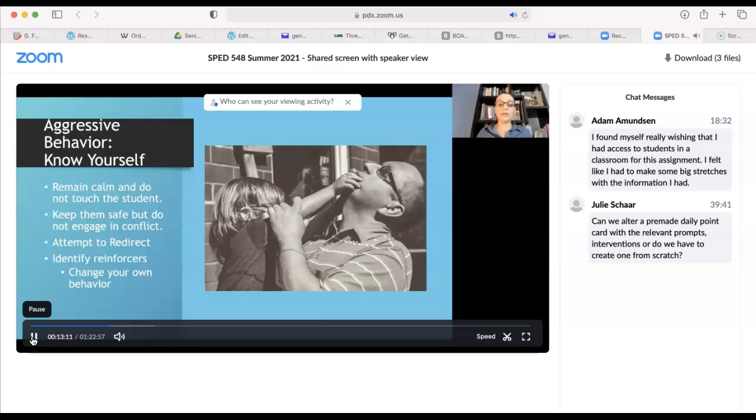Again, you're going to attempt to redirect, identify reinforcers, and change your own behavior. So when I say identify your reinforcers on this slide, it means identify who's reinforcing the challenging aggressive behavior. And it's almost always the person that the child's interacting with. So it's you. So you need to know in what way your behavior triggered them, because you are also an antecedent. Your behavior is a trigger for their interacting with you. So you have to change your own behavior too.